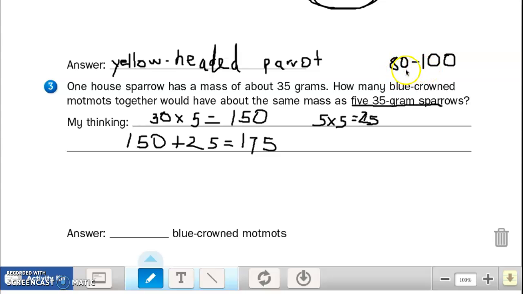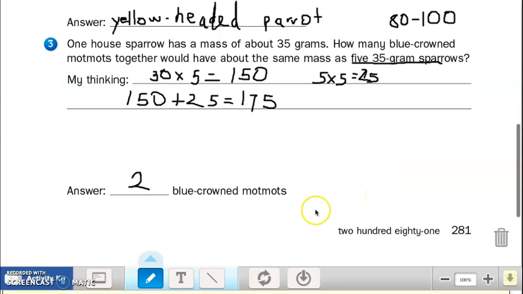So how many motmots? Think about this. How many would be about 175? They're between 80 and 100. So we're estimating: 80 plus 80 is 160. 100 and 100 is 200. That's close to 175. So I would say, because we're estimating, 2 blue-crowned motmots would be about the same as 5 35-gram sparrows. Okay, there you go.